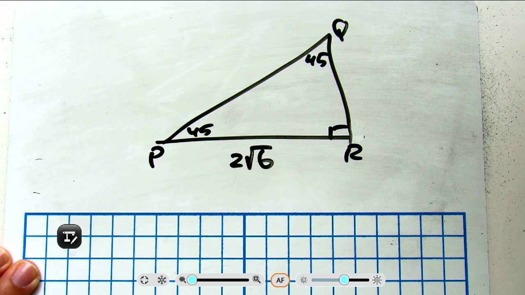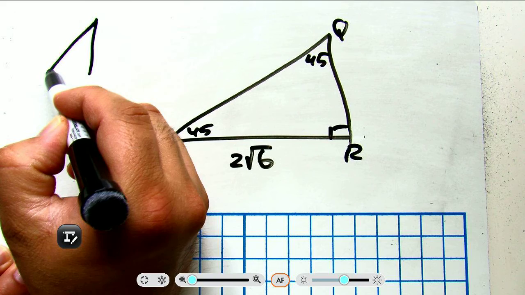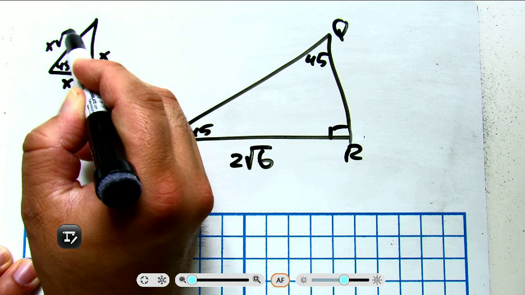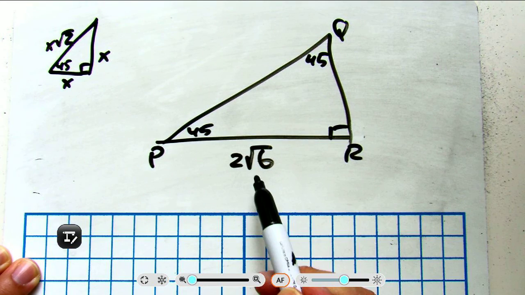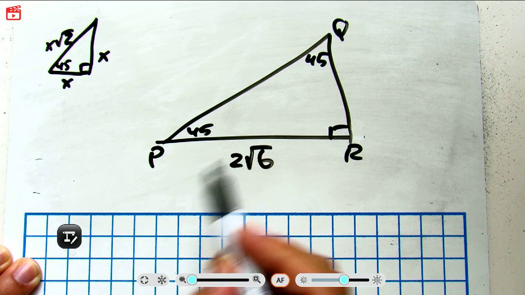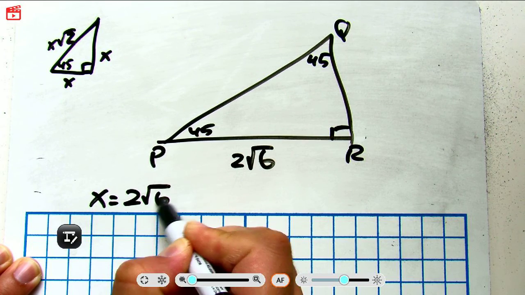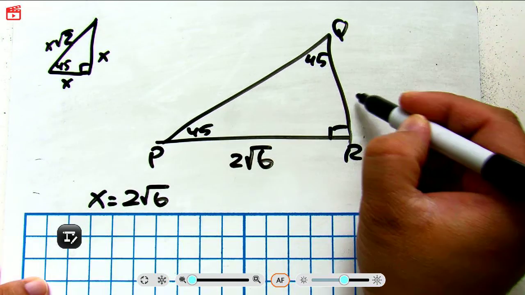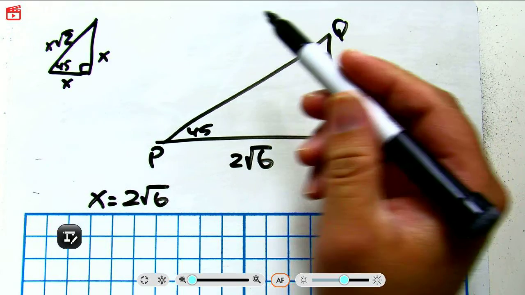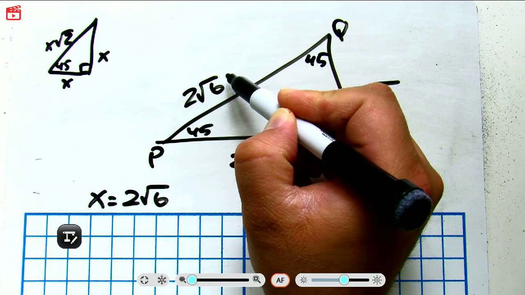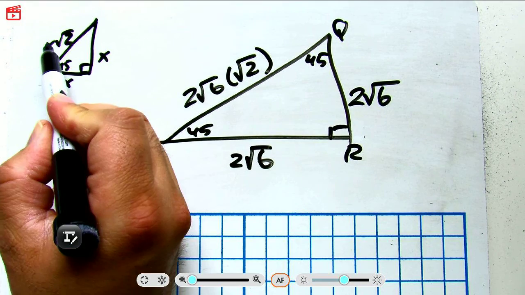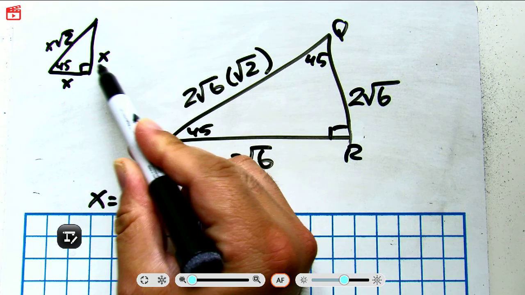And then on the side, let me just draw the quick formula for 45-45-90. So this is x, x, x square root 2. So the legs are x, and what I have in this problem is a leg. I know x equals 2 square root 6. So that means that this has to be 2 square root 6. And the hypotenuse has to be 2 square root 6 times the square root 2, because remember that this is x, x is 2 square root 6. The hypotenuse though is x times square root of 2.